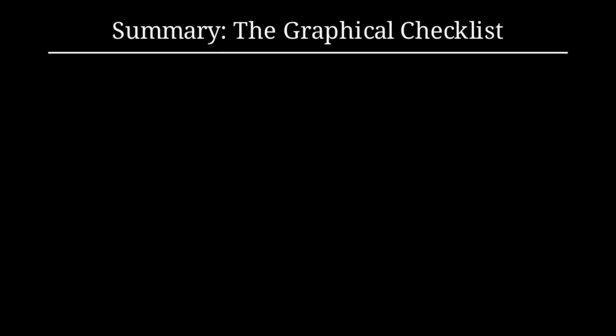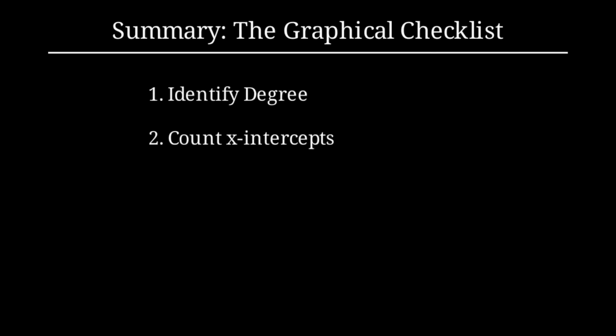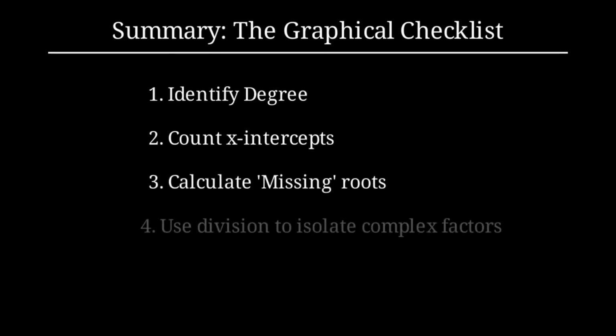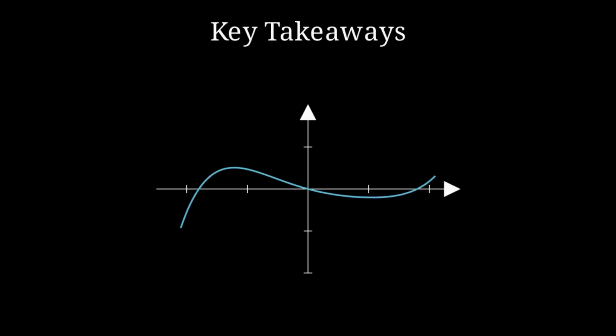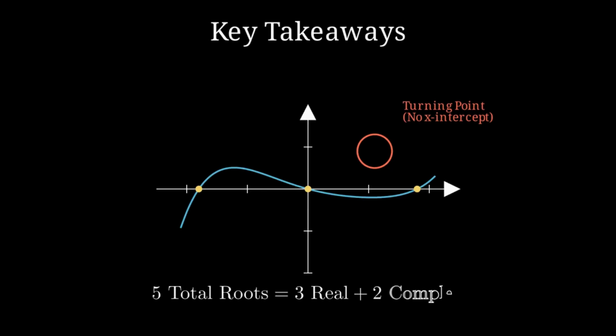To summarize, always check the degree first to know how many roots to expect. Count the real intercepts on your graph. The difference between the degree and the intercepts tells you how many complex roots exist. Remember, complex roots always appear in conjugate pairs. If you see a dip in a graph that doesn't quite reach the x-axis, you are looking at the visual influence of complex numbers on a real-valued function.